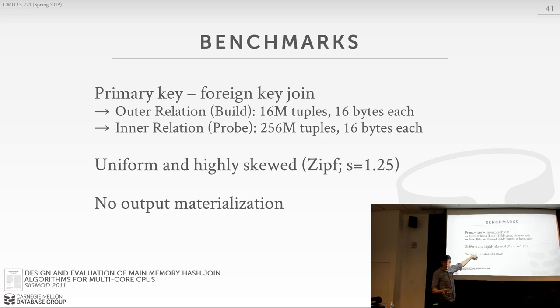This is a good example where they're not actually materializing the output, meaning they do the join, see that they have a match, and then immediately just throw away the results. They don't do anything with it. In the paper you read, they actually copy the tuples together to materialize them as the output, which I think is important to make this realistic.